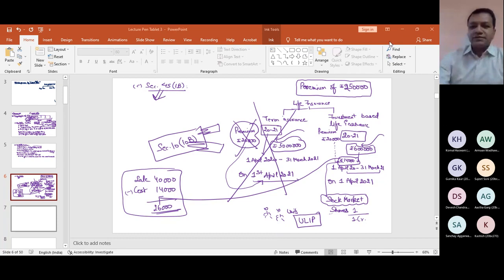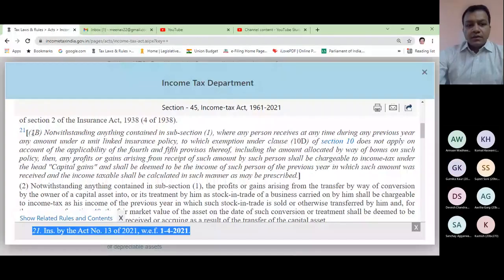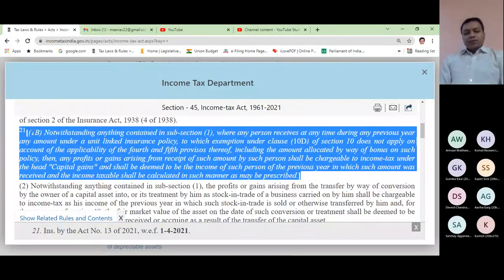Now let me share with you the website of the tax department, or let me show you section 45(1)(b), which is a newly introduced section, and let us see what it says. It is a little bit technical, but let me show you the language. Notwithstanding anything contained in sub-section 1, here also it does not matter what sub-section 1 says. What section 45(1)(b) says is final.